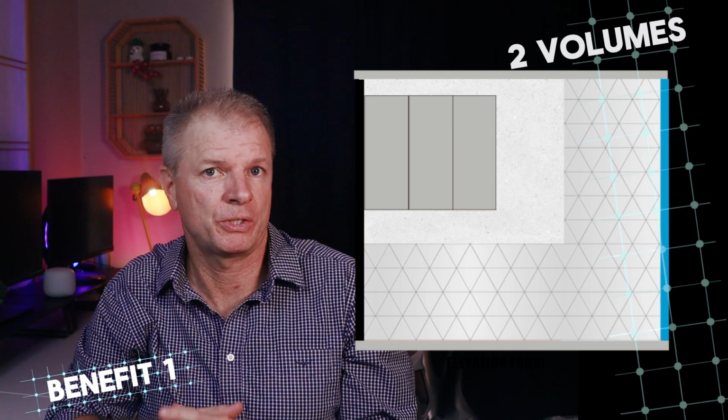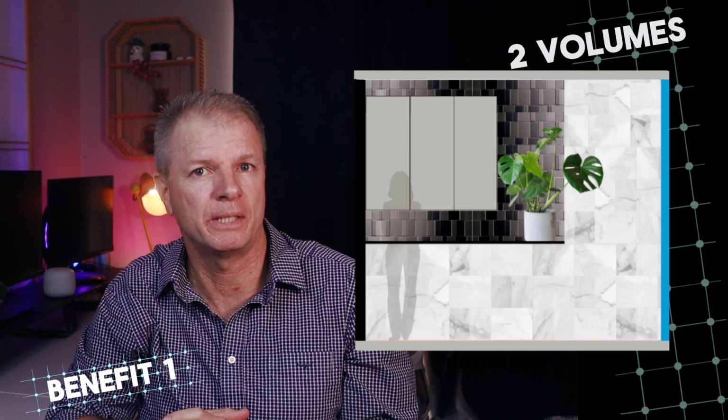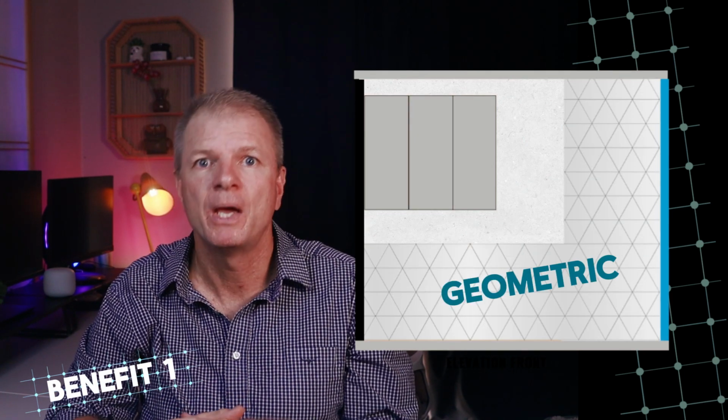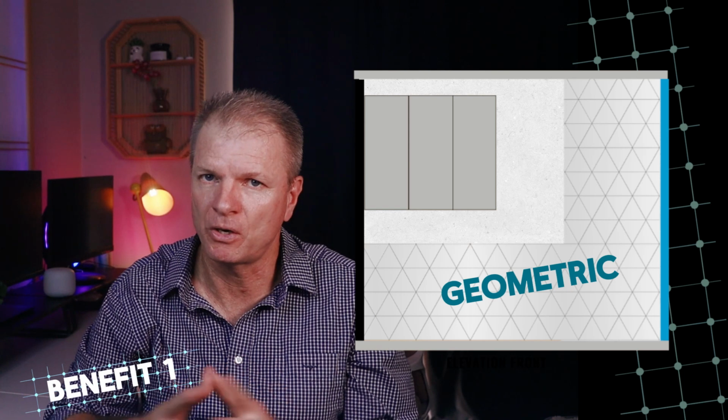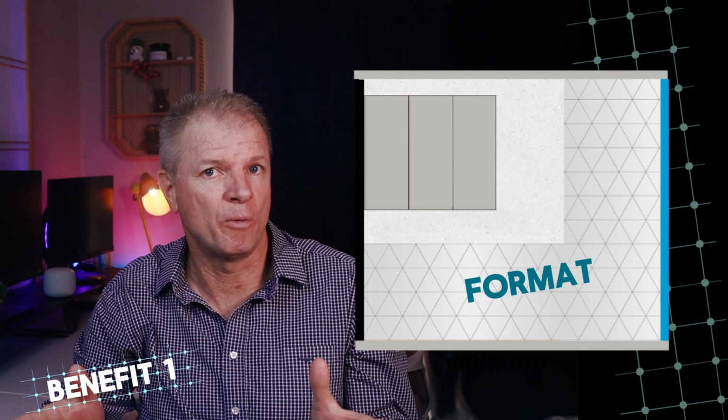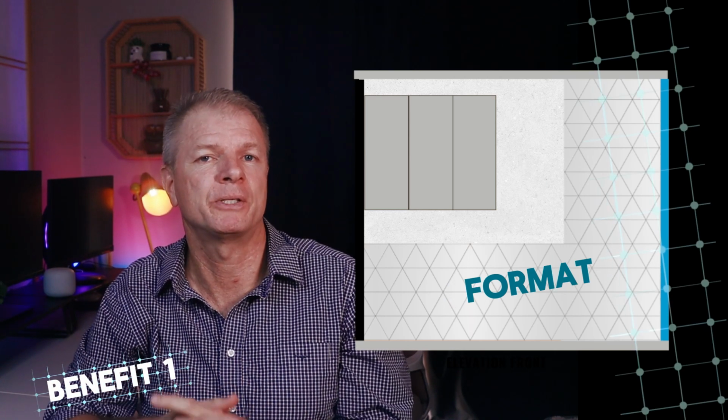We'll further distinguish these volumes by applying different colours and textures to each. For the larger volume, I've chosen a geometric tile and I've maintained a uniform pattern across the entire front face. The size of the tile is important too, known as the tile's format. Keep it larger to avoid cluttering the space.